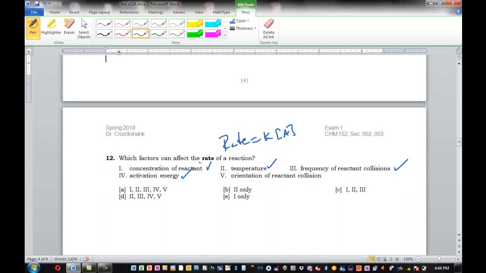Activation energy is really important. That's the energy you have to put in to start that reaction. If that energy is small, the reaction is going to be faster. If that energy is larger, the reaction is going to be slower. That will certainly affect rate. And we did talk about that molecules must be oriented right so the right things come together when they react. All of these things affect the rate of a reaction.